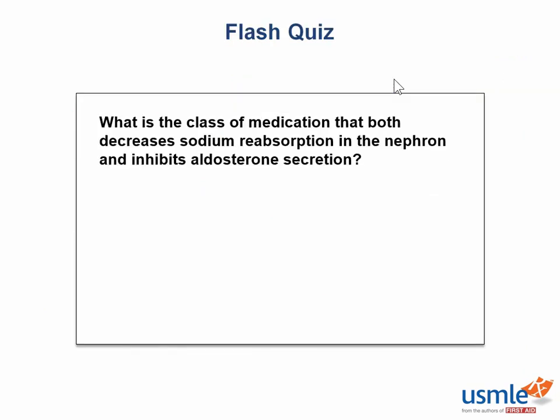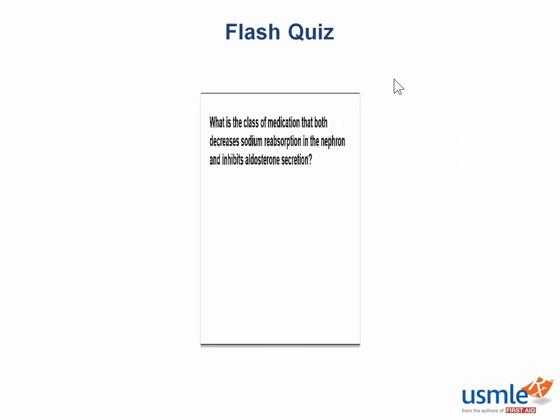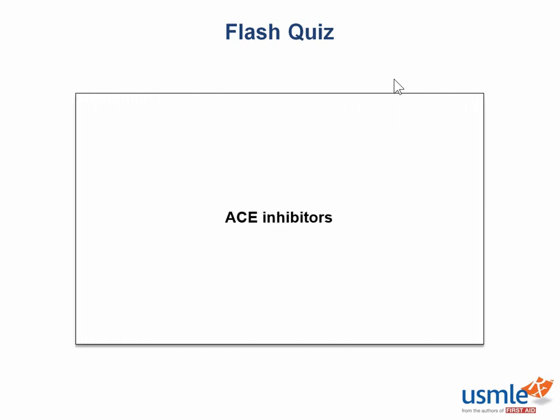Flash quiz. What is the class of medication that both decreases sodium reabsorption in the nephron and inhibits aldosterone secretion? That's correct. ACE inhibitors. With the prevention of angiotensin II production, more sodium will be lost in the urine, leading to more water diuresis as well. Secondarily, without angiotensin II, there is no stimulus for aldosterone release, leading to increase in sodium and water loss and a decrease in blood pressure.